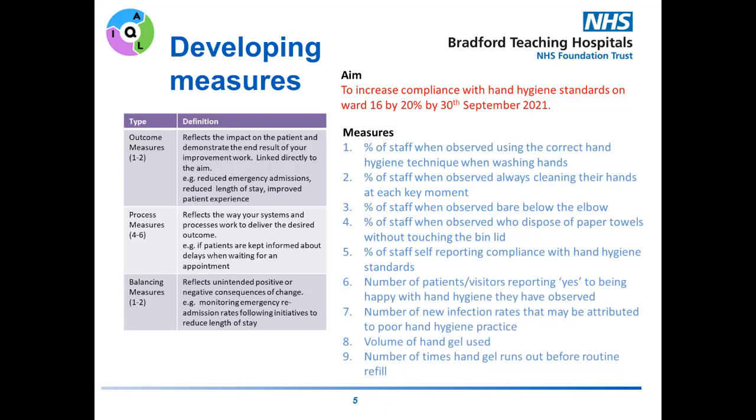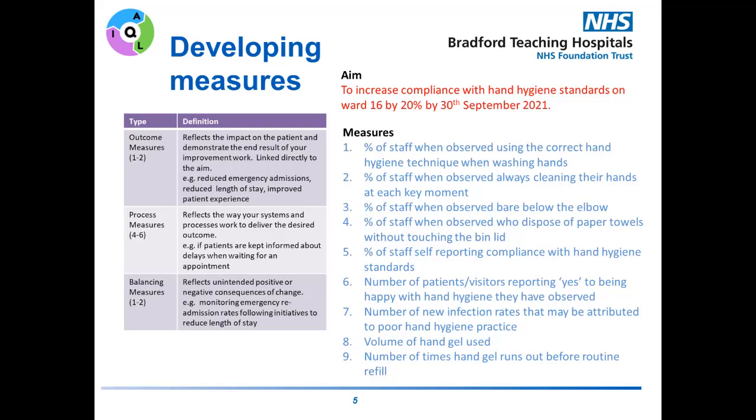The first 4 measures relate back to the daily observations done by the ward sister. The 5th measure relates to staff self-reporting. It would be interesting to see if there are differences between this and the observations. Measures 6 and 7 are outcome measures.